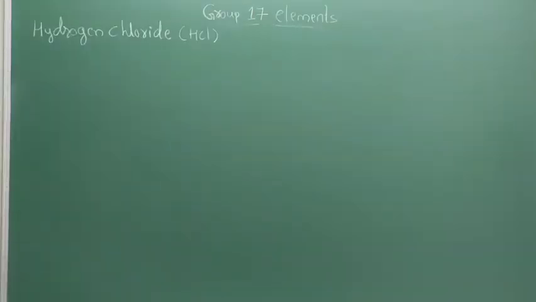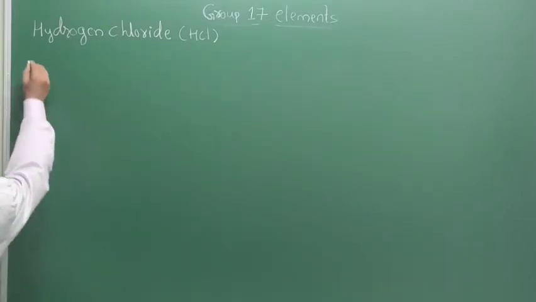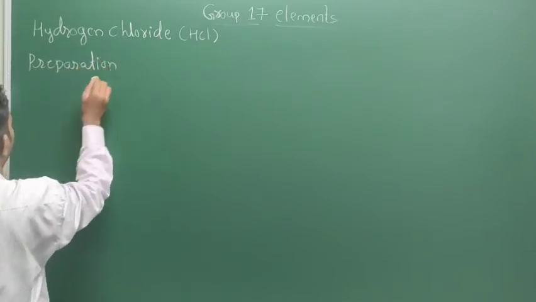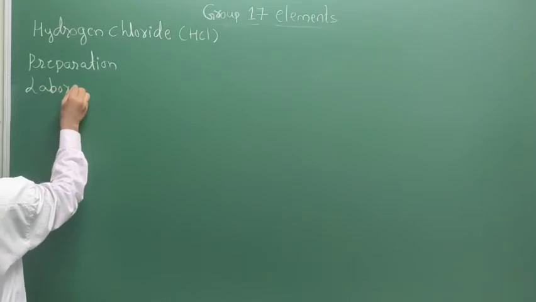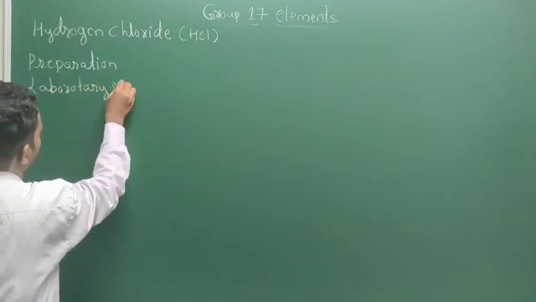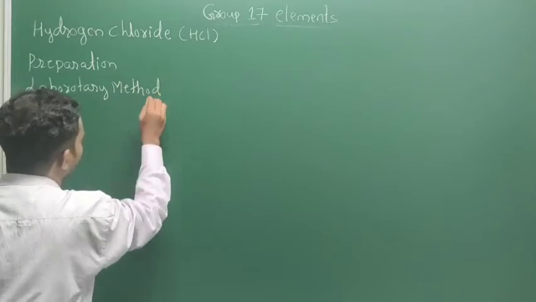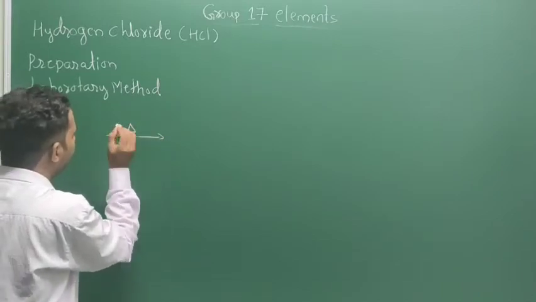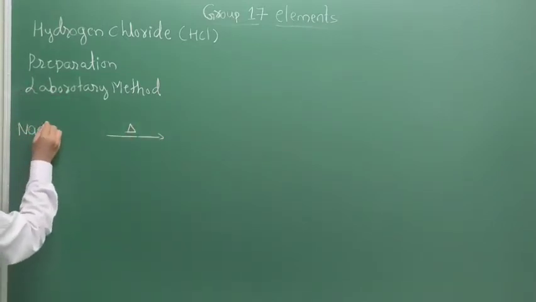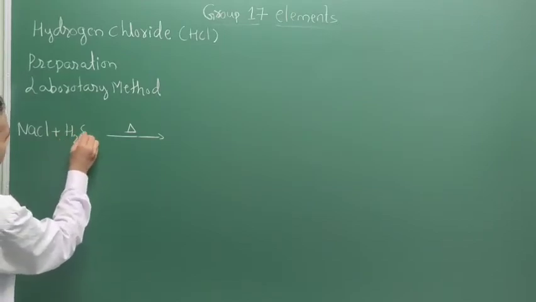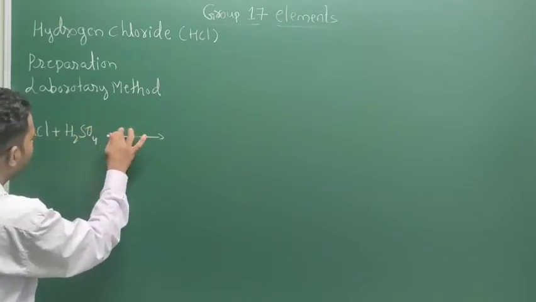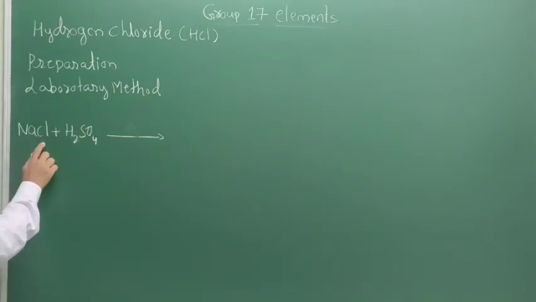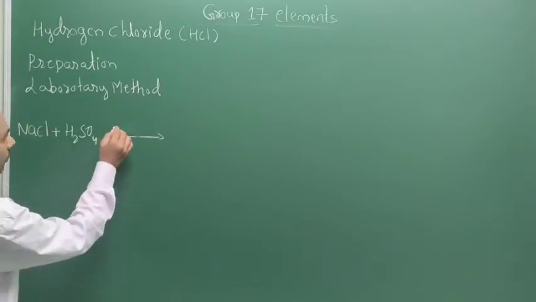Next we move towards the hydrogen chloride. So first, preparation by laboratory method. First one, laboratory method. So here HCl is prepared by heating sodium chloride with concentrated H2SO4.